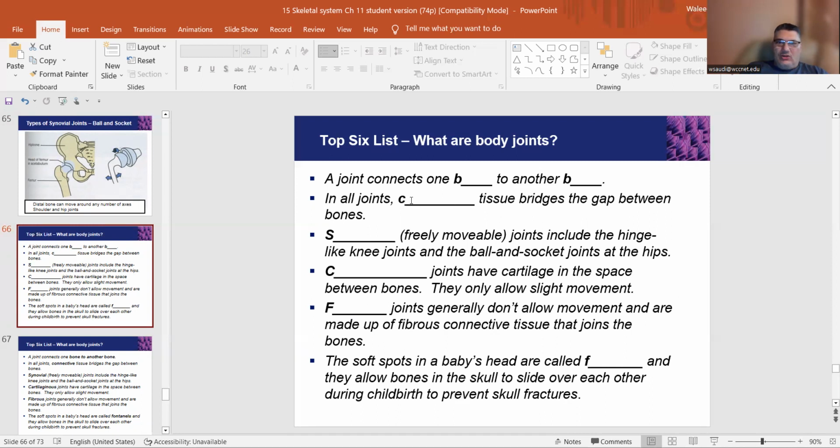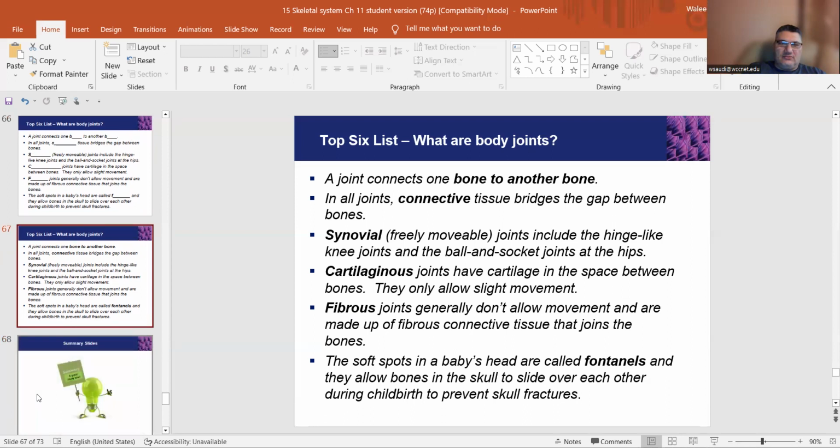In all joints, what type of tissue? Connective tissue, filling the gap. Which joint is freely movable? Synovial. Which one has cartilage and is slightly movable? Cartilaginous. Which one does not allow movement and is made of fibrous tissues? Fibrous joint. The soft spot in the baby's head that I told you, you can touch, if you touch it, there is no bone inside. It's called what? Fontanelles.